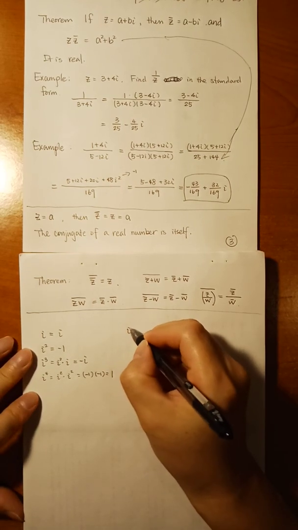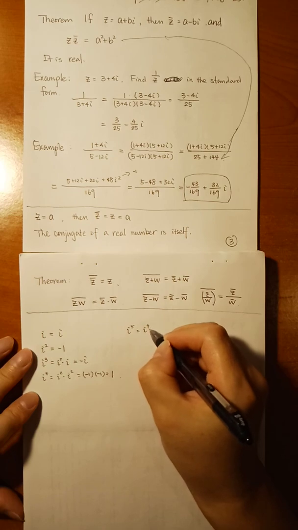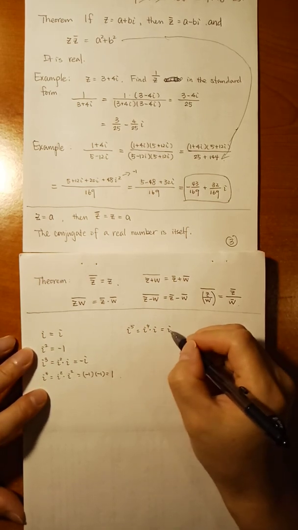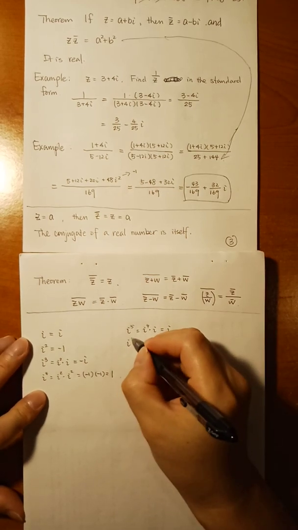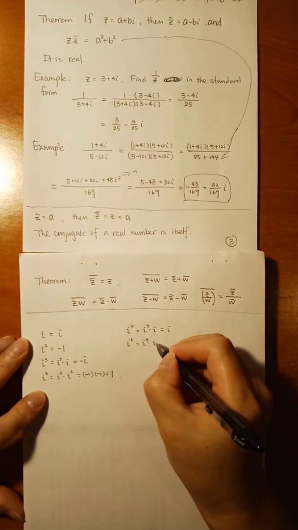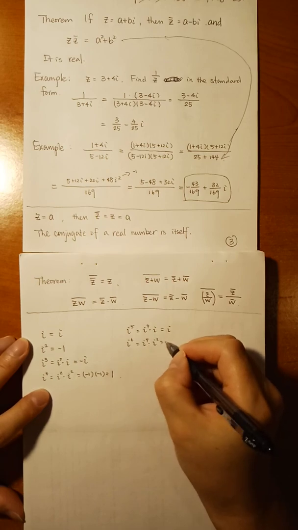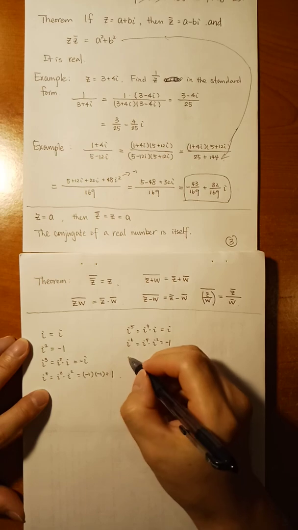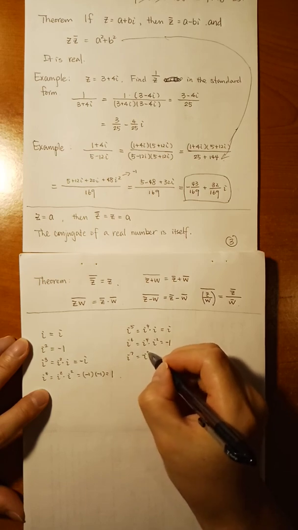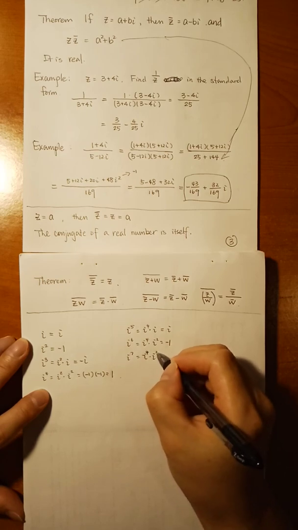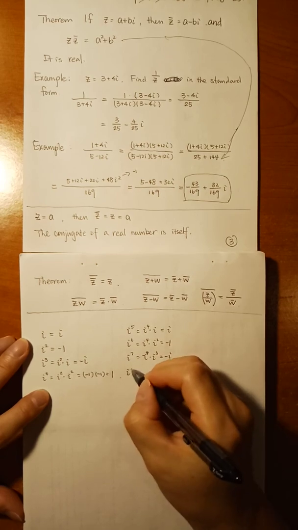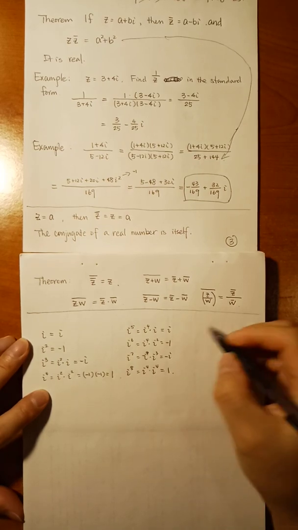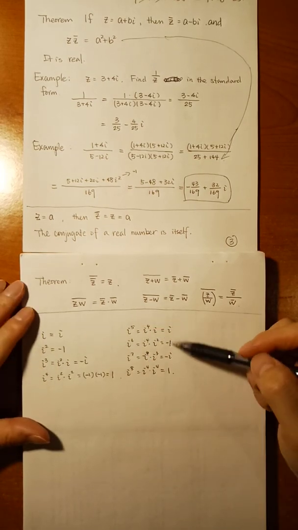And then let's check i to the 5. i to the 5 is i to the 4 times i. i to the 4 is 1, so times i is i. i to the 6 is i to the 4 times i squared. i to the 4 is 1, i squared is -1, so it is equal to i squared. i to the 7 is i to the 4 times i cubed. It's negative i. i to the 8 is i to the 4 times i to the 4. It's 1. You will see that actually there is a pattern.